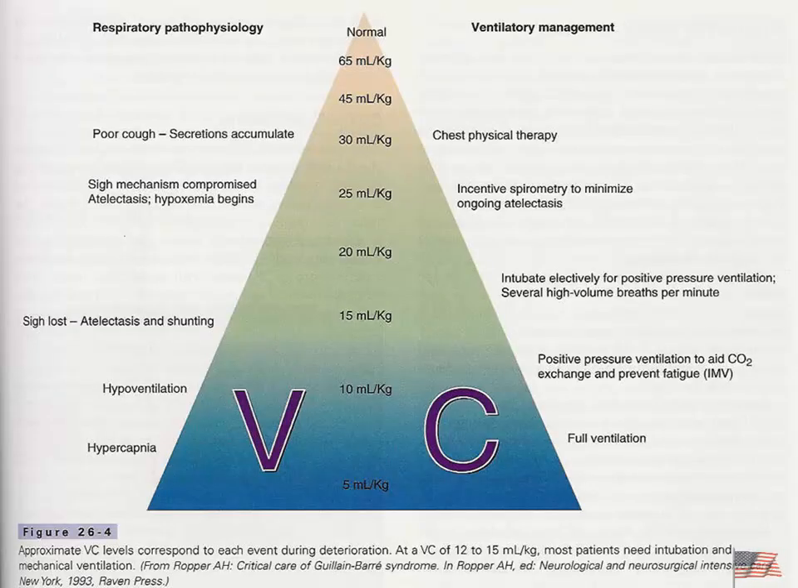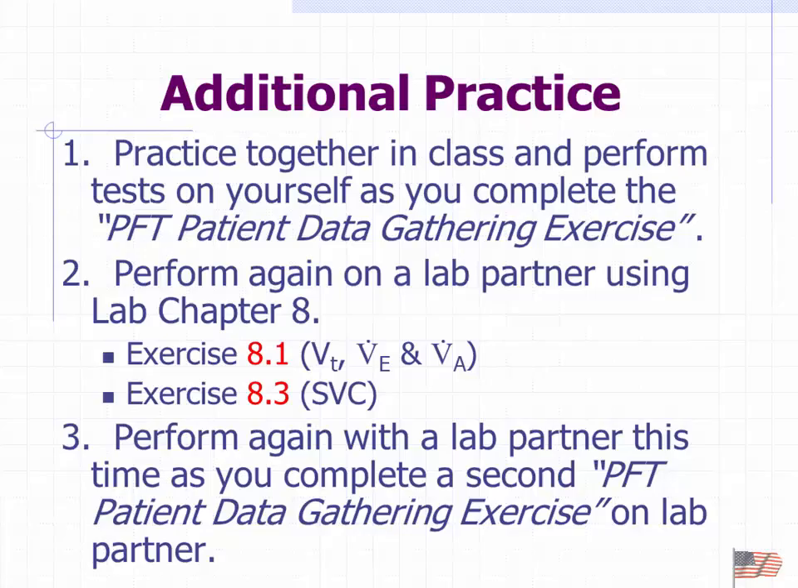And this is out of Egan. I kind of like it because it talks about as your vital capacity deteriorates, what kind of pathophysiology you end up seeing, and what kind of therapy may be indicated. So we'll come back and reference this triangle quite a lot during this course, because it's going to be how we're going to intervene on the part of the patient. And you can see once you get below 15, we need positive pressure and probably full ventilation.